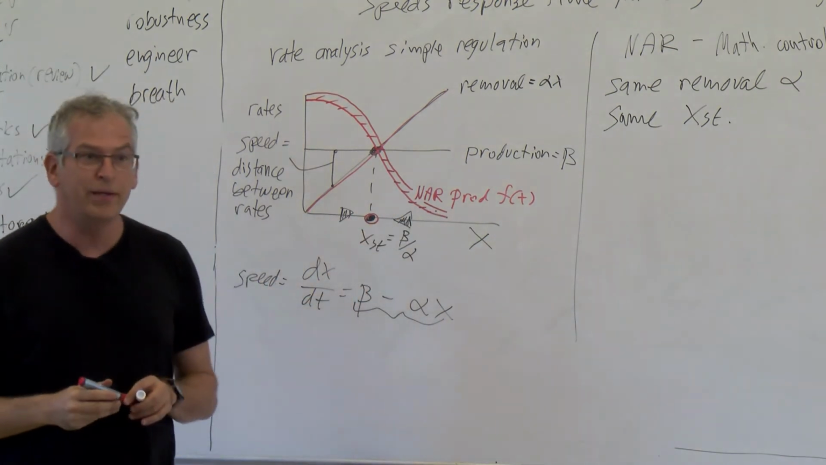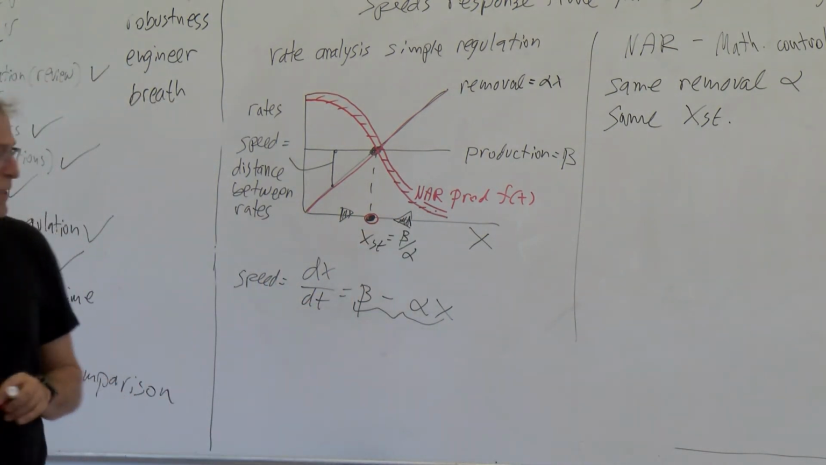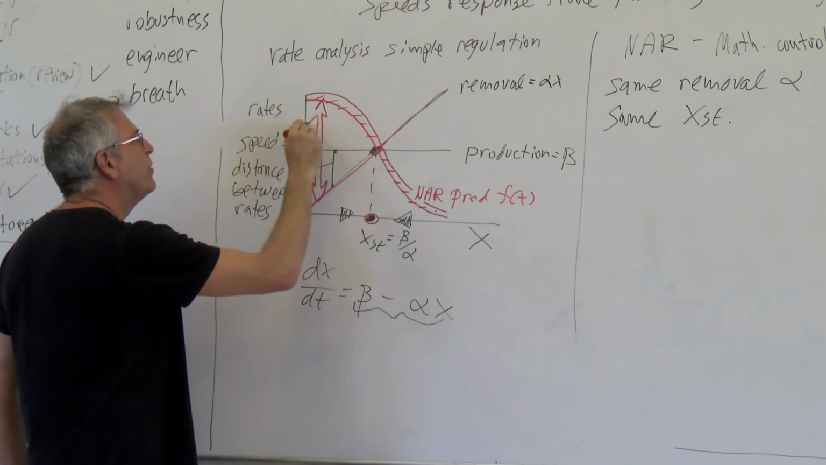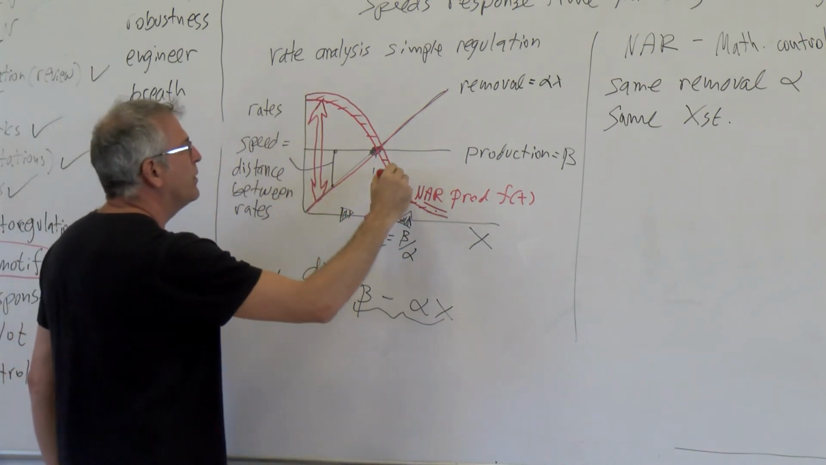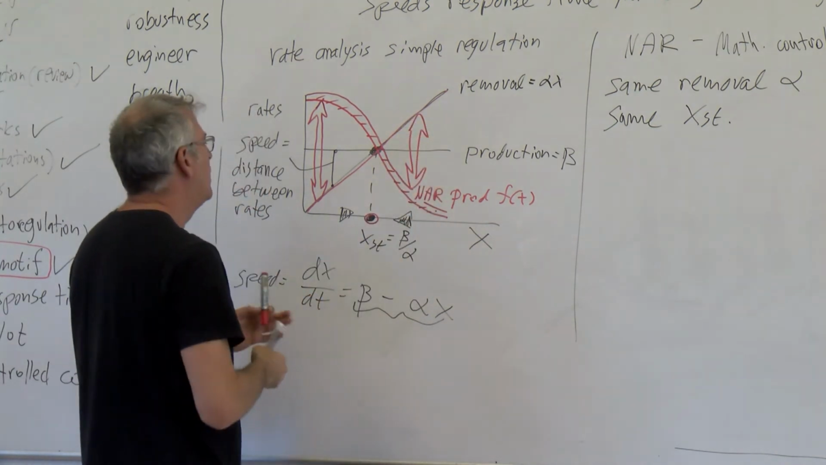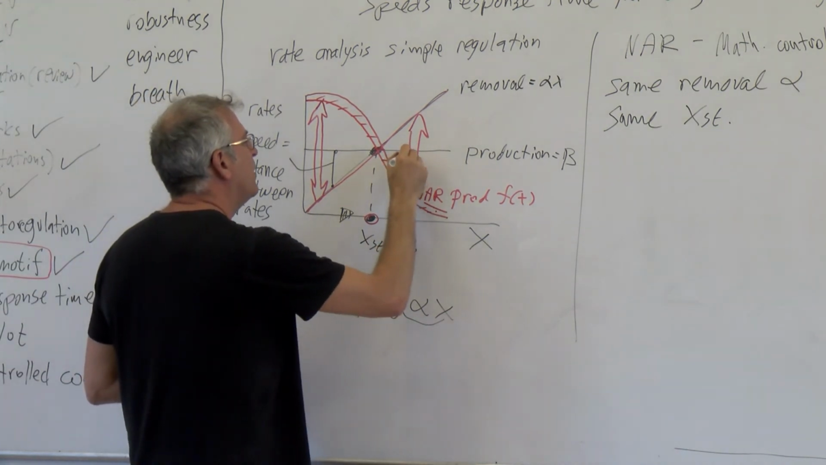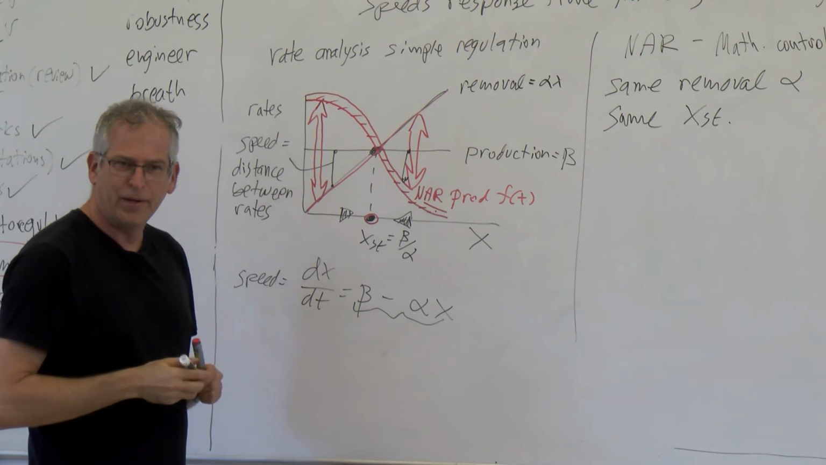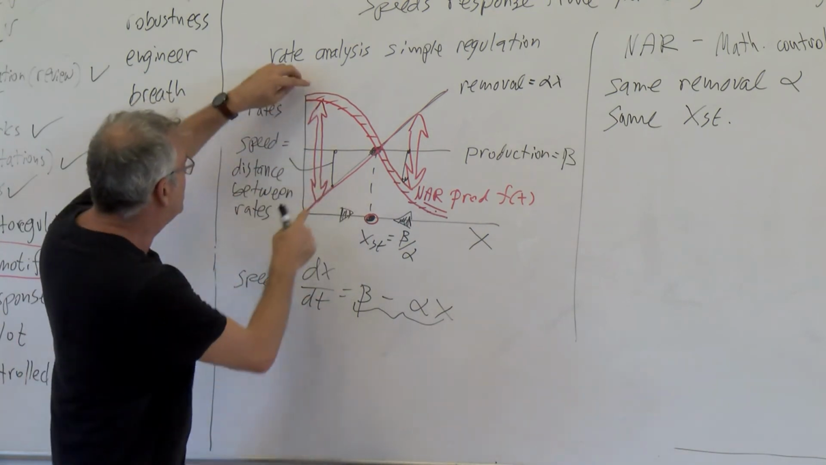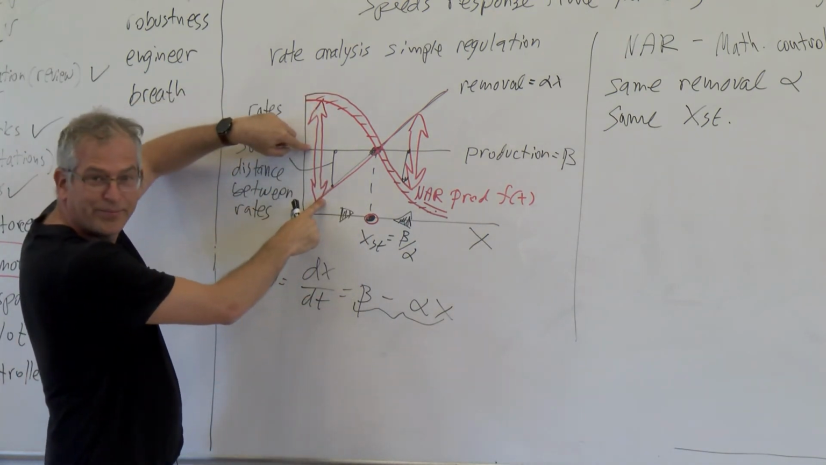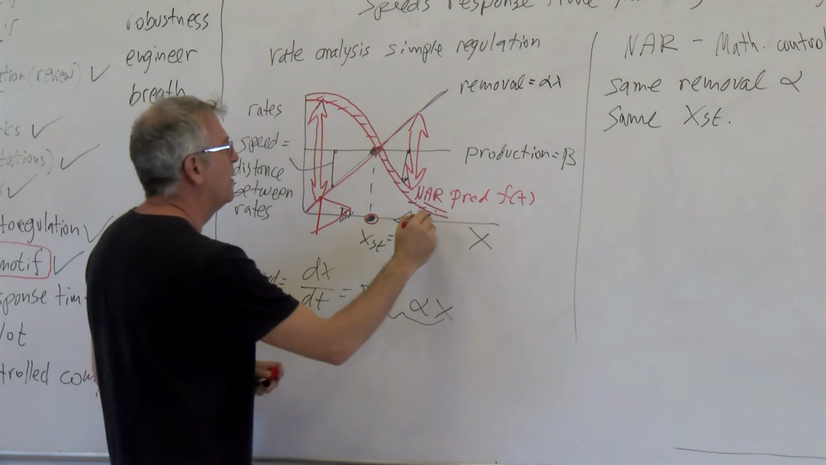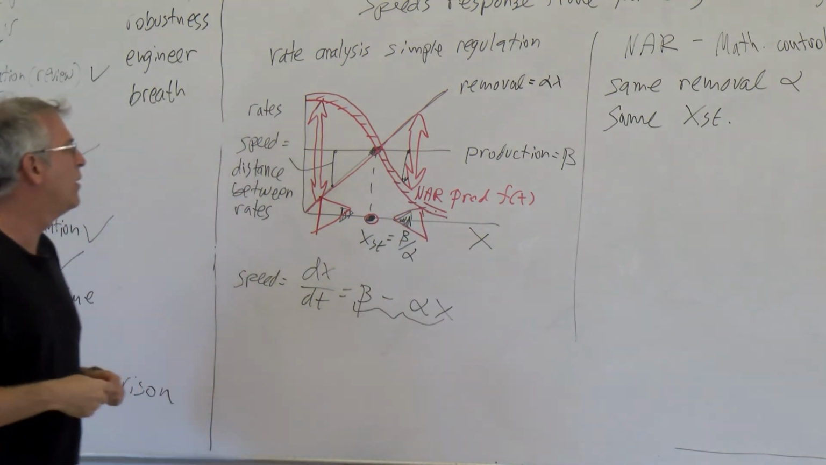But what about the speed that you move, right? So check it out. The distance between production and removal in NAR, no matter where you are, above or going up or going down, is always bigger because of this decreasing function. So no matter where you are, the distance between these lines is bigger than the distance between these lines, which means faster.